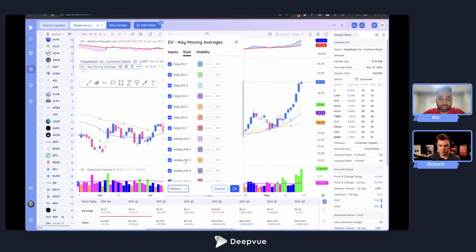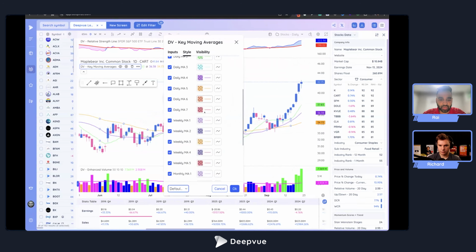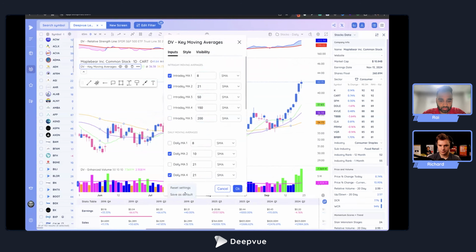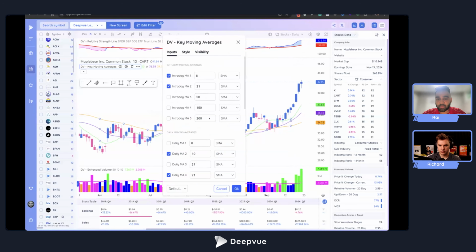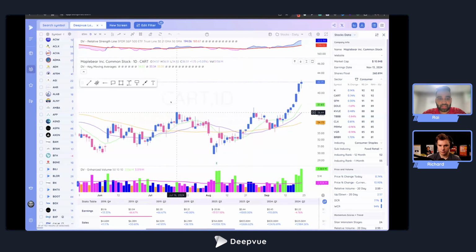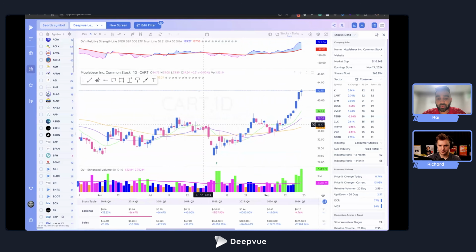I actually have a default setting that I have saved. If I go reset, I am not able to see it because it's a smaller screen, but I have a template set up that I use, which applies the traffic light system colors right away. So that's how I set up my charts in Deepvue, and keep it very simple. And I think these three are good ones to start with.